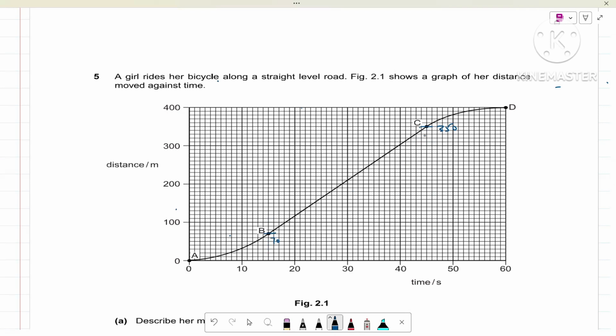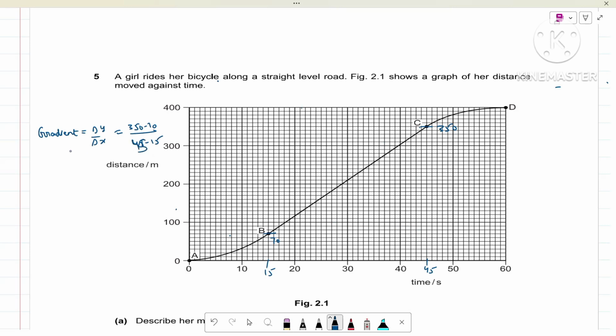And the second point I am taking will be 70. When distance is 350, time is 45 seconds, and when it is 70, time is 15. So gradient, we know, is given as change in quantity along the y-axis divided by change in quantity along the x-axis. Change along the y-axis means change in distance. What is the change in distance? 350 minus 70, divided by change in x, meaning change in time, that is 45 minus 15.